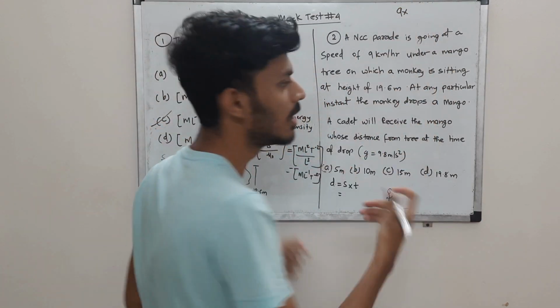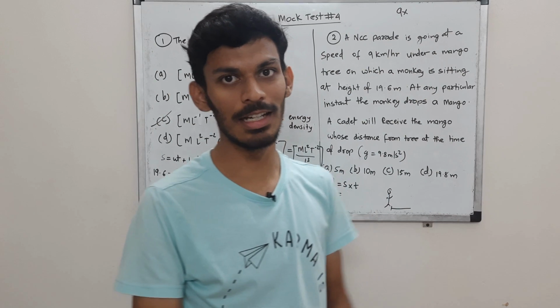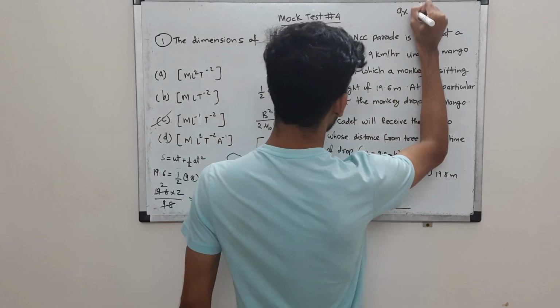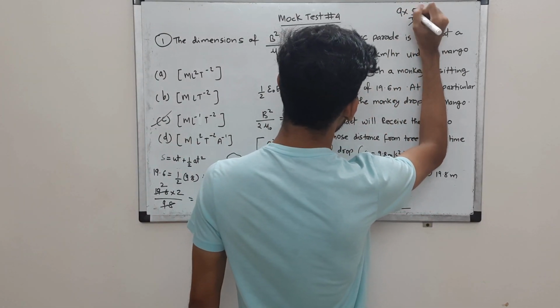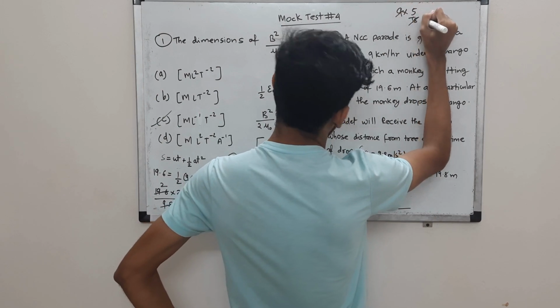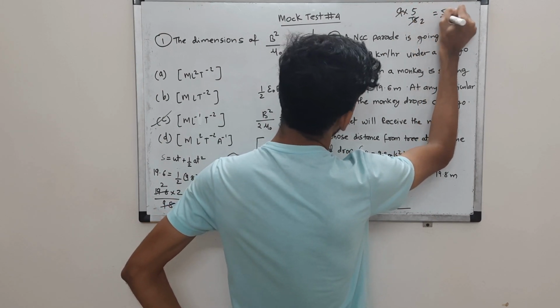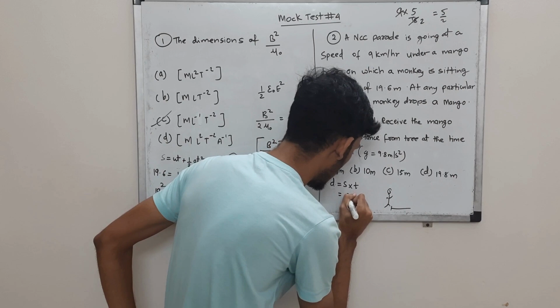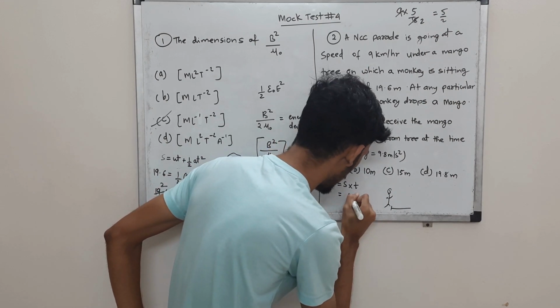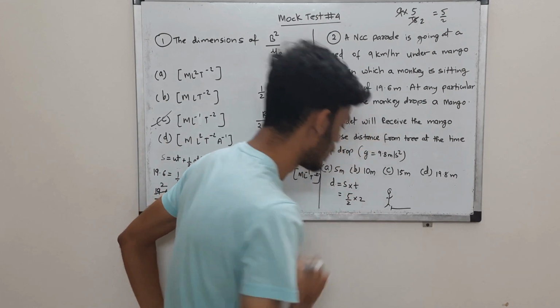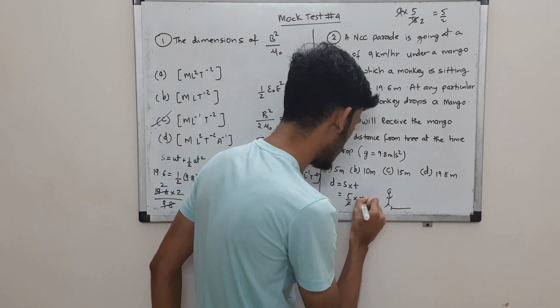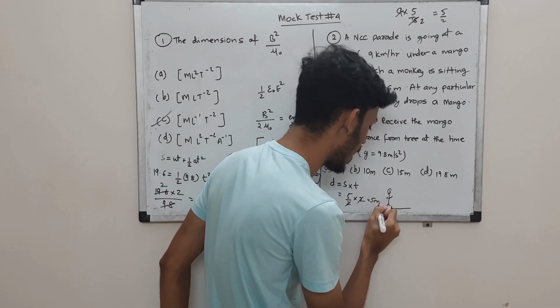So 9 kilometers per hour, if you want to convert it into meters per second, the conversion ratio is 5 by 18. Okay, so here you will get 5 by 2. That's your speed, or 2.5 I can say. So 5 by 2 into 2 seconds. Okay, that's perfect. So the distance that the parade has moved is 5 meters.